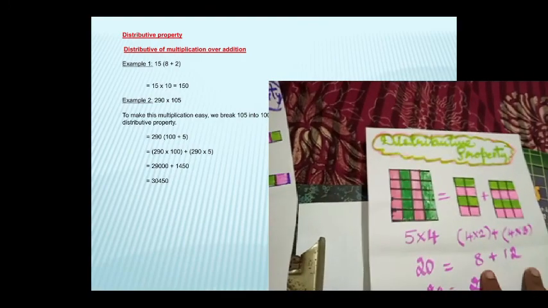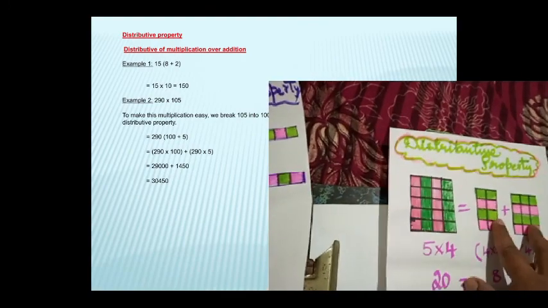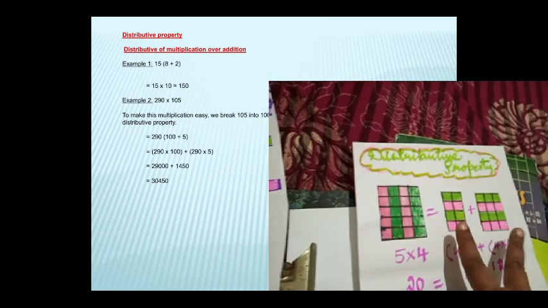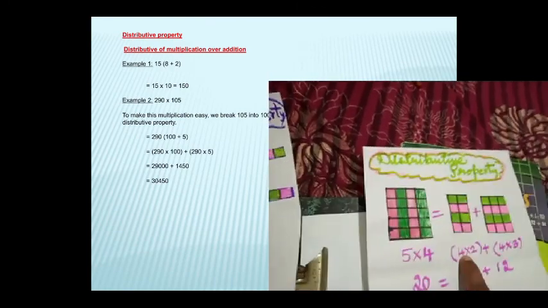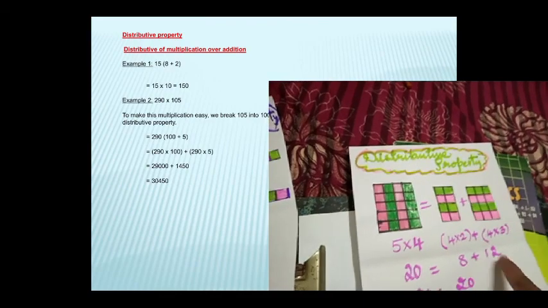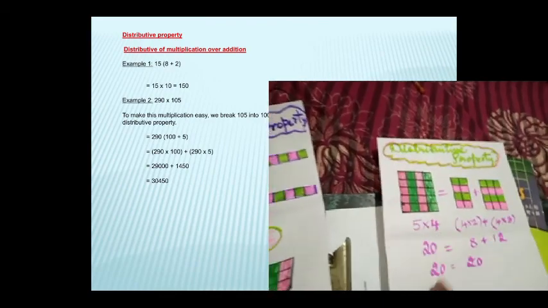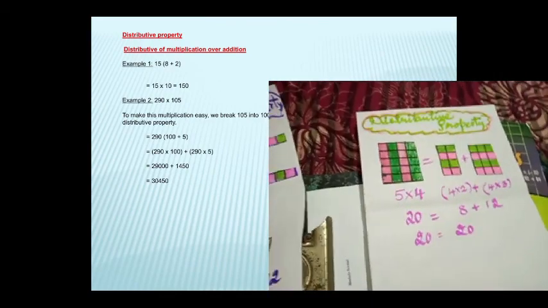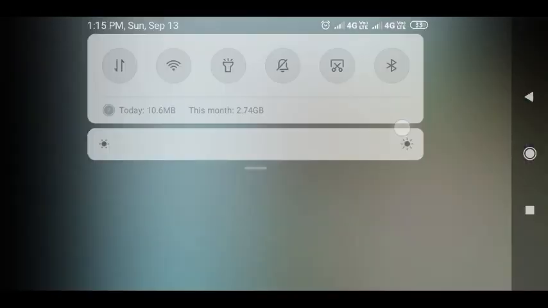See, 8 plus 12 is also 20. So, like this, you have to distribute. I am splitting here and I am adding here. See here, 4 twos are 8 plus 4 threes are 12. 8 plus 12 is 20. 5 fours are also 20. So, this is what the distributive property says.